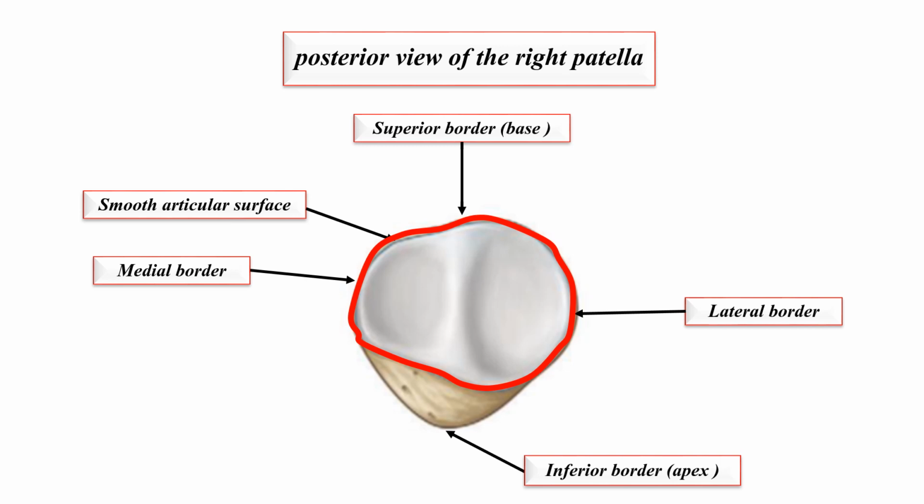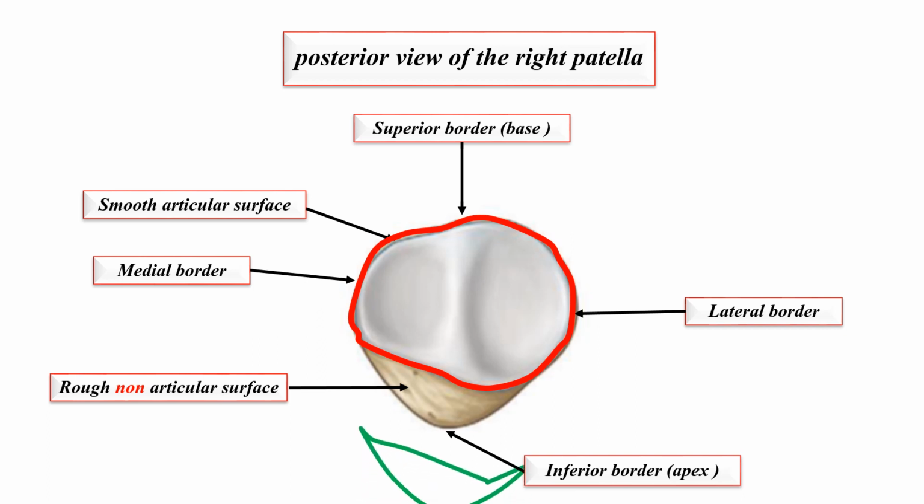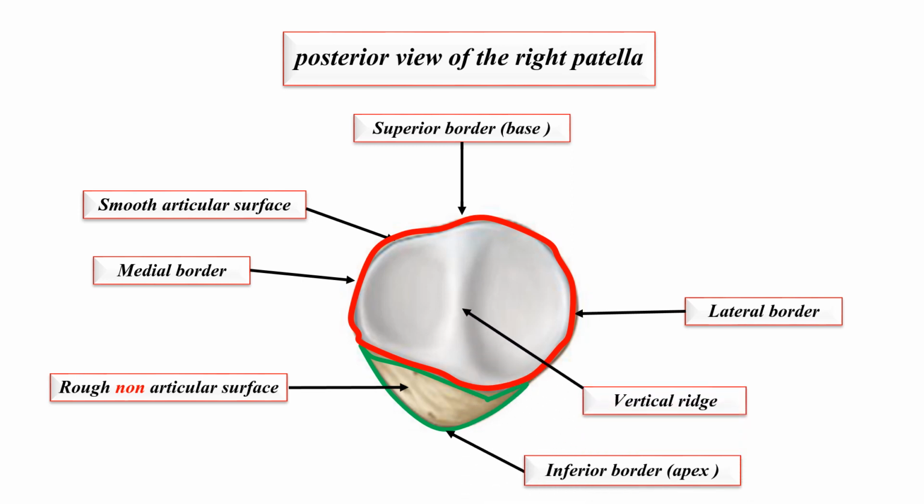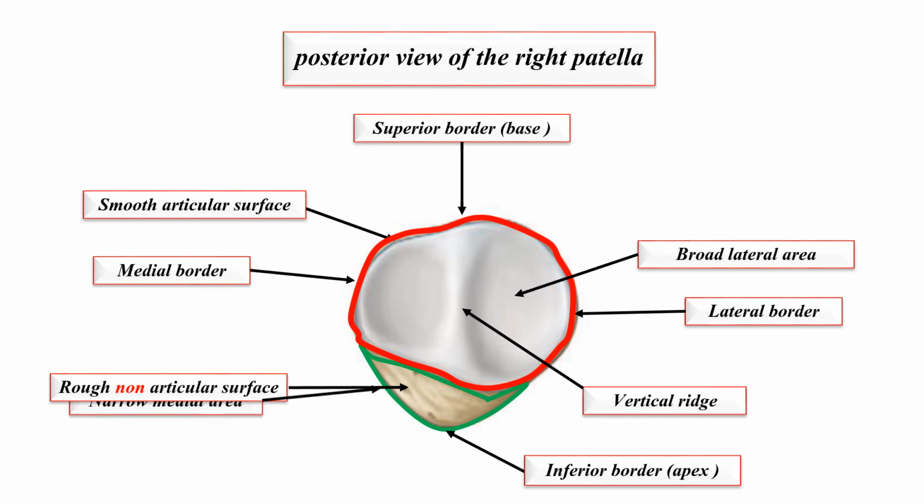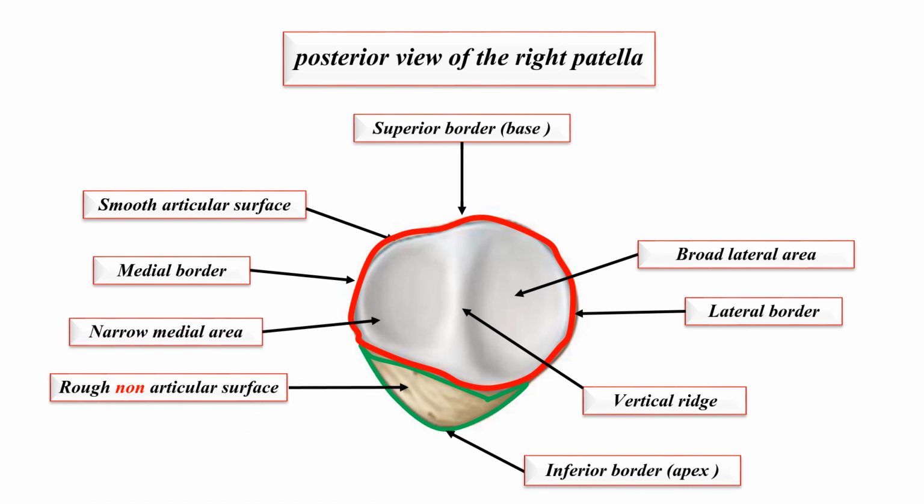In the posterior part of the patella, there is a non-articular surface. This is a small surface distally, it is a non-articular rough surface. The smooth articular surface is divided by this vertical ridge into two areas. Laterally, this is a broad lateral area, and medially, this is the narrow medial area.